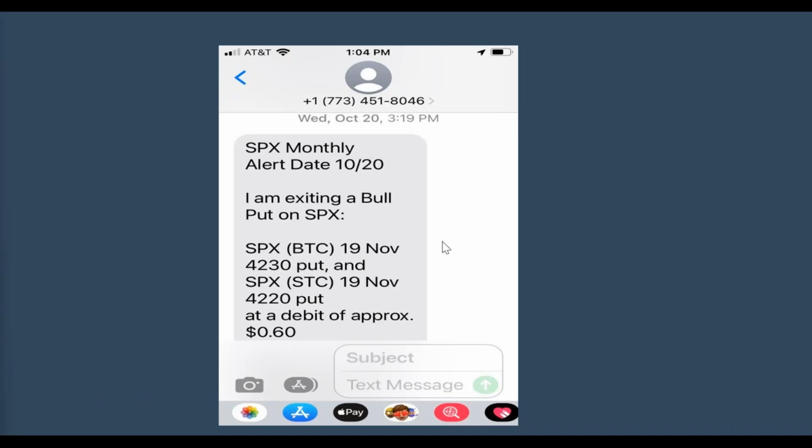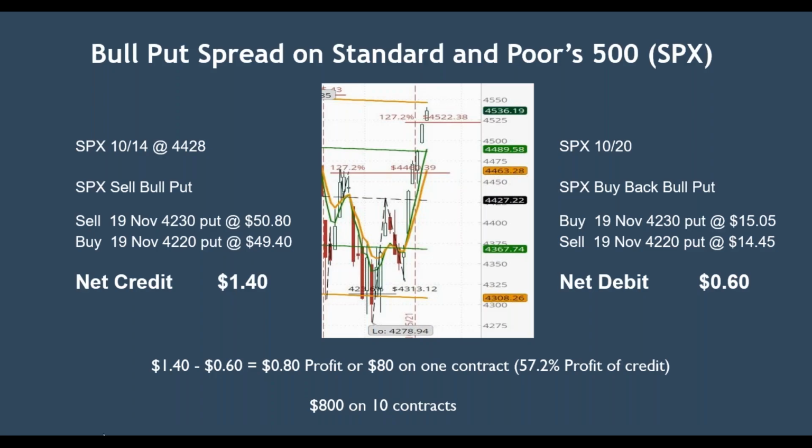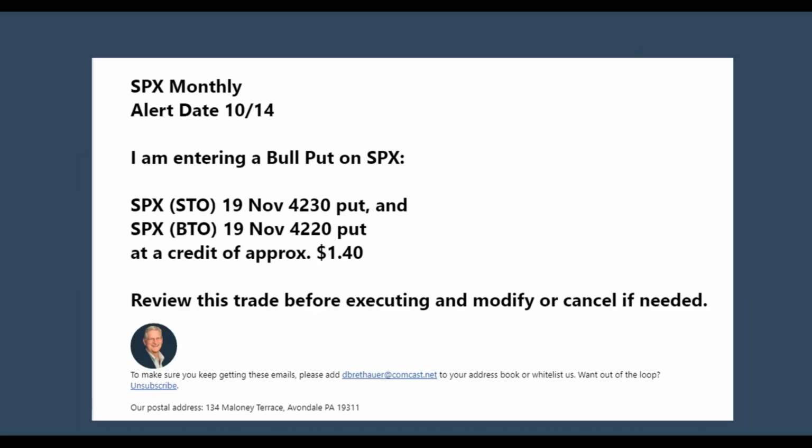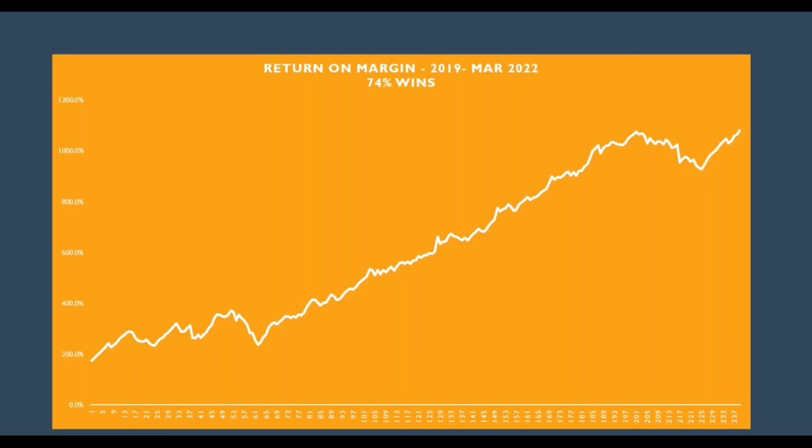I just show you an example of the text then to exit. You can see this is time dated at Wednesday, October 20th, where we got out at a debit of approximately 60 cents. So if I go back in here, you can see that we got in at $1.40 right here. We exited right here on the 20th with 60 cents worth of debit to get us our nice little profit.